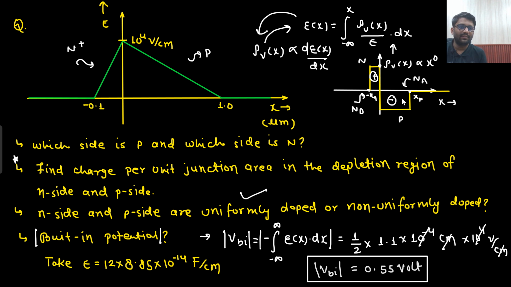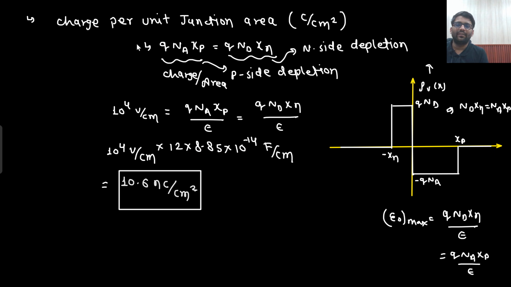That's it. So I was already having the value of this much. This would be equal to QND Xn divided by epsilon, and this would be equal to QNA XP divided by epsilon, and then I equated both of them and I got the value of QNA XP or QND Xn. That is coming out to be 10.6 nanocoulomb per centimeter square.